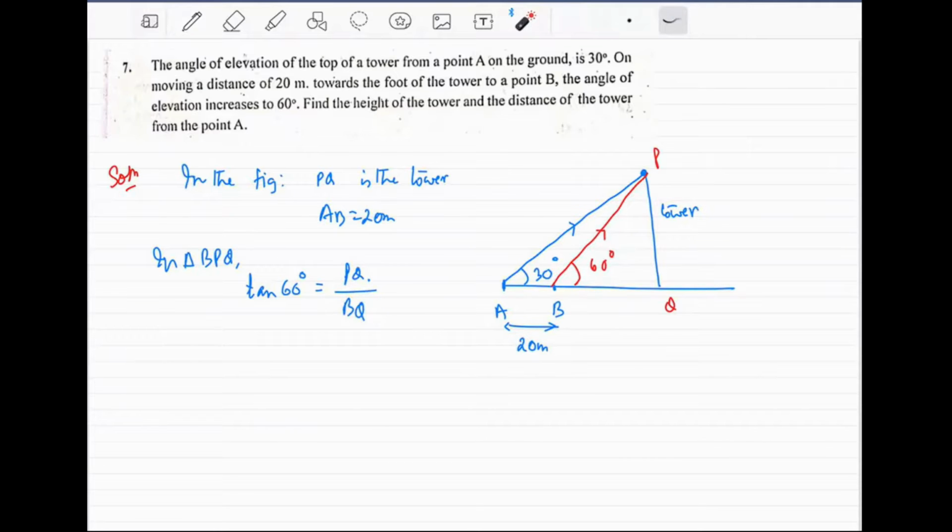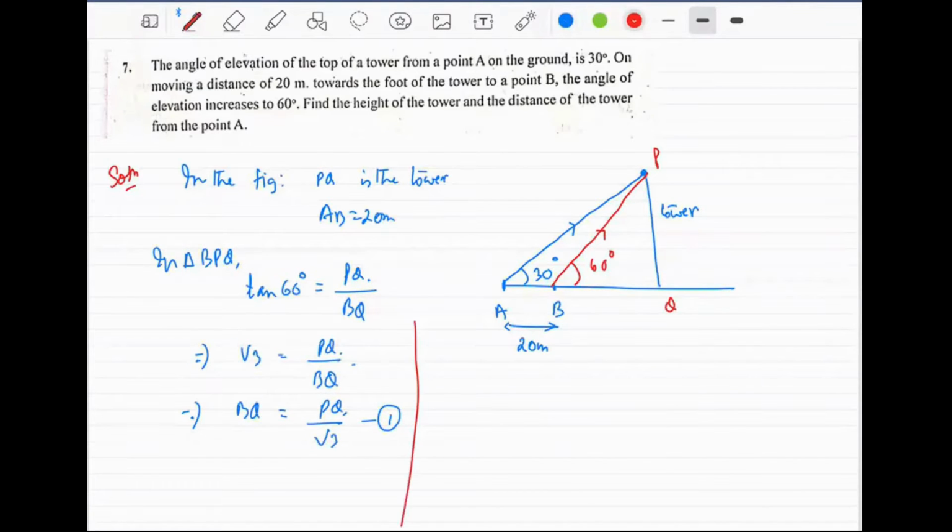Is the value of any of these, BQ, PQ, or tan 60, known? No. PQ, we don't know how tall this is. BQ, we don't know how much this is. But we know the value of tan 60 degree from your trigonometric table. So you just put the value of tan 60. Tan 60 will be root 3, is equal to PQ by BQ. Okay, let's find out BQ. Bring the BQ here. Take the root 3 down below. So we will have BQ is equal to PQ by root 3. So make it equation number 1.